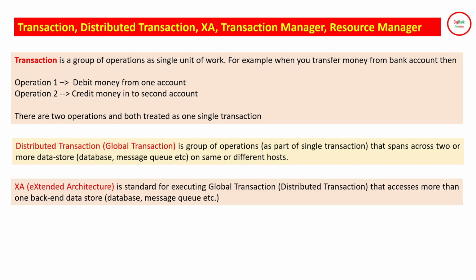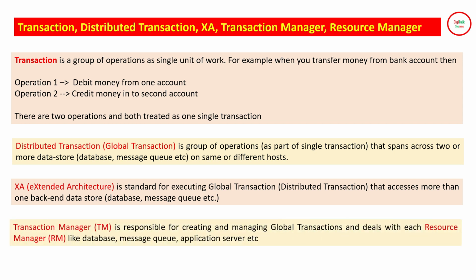So XA supports distributed transactions, also called global transactions, which involve accessing multiple backend data sources at the same time, whether you are going to read, update, delete, or add. That means you are updating multiple data stores in the backend, and that feature is provided with the help of the XA standard.